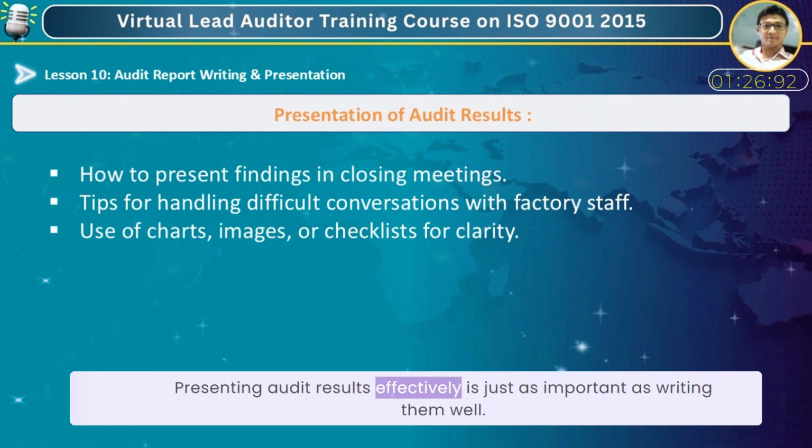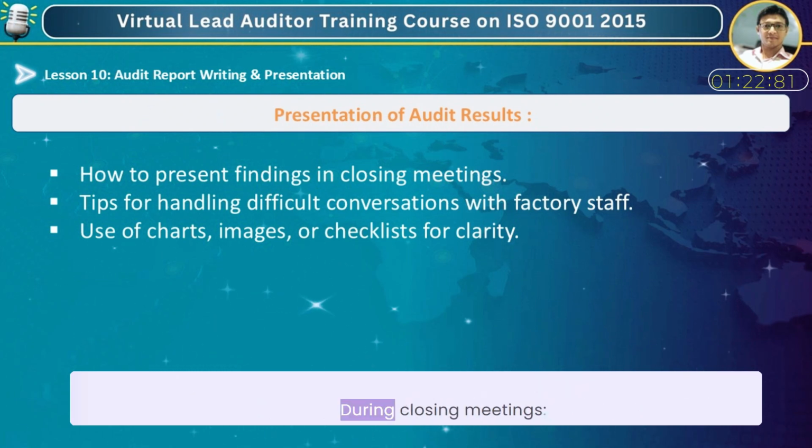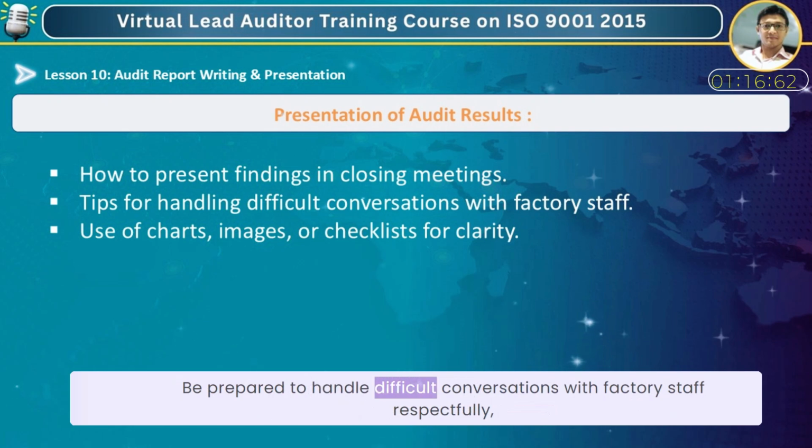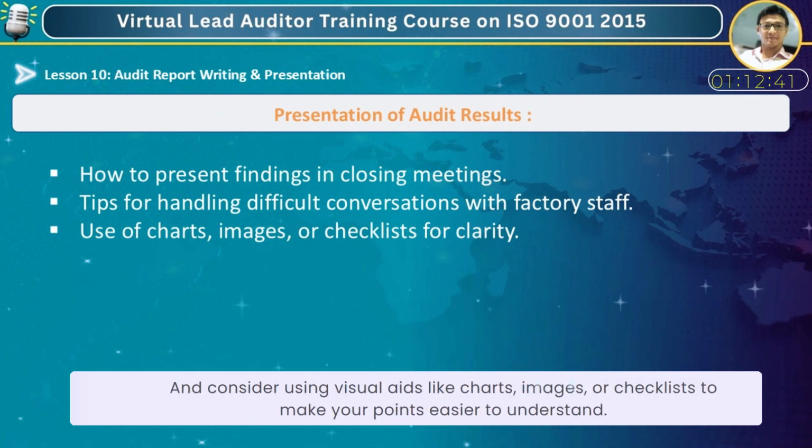Presenting audit results effectively is just as important as writing them well. During closing meetings, clearly explain your findings. Be prepared to handle difficult conversations with factory staff respectfully. And consider using visual aids like charts, images, or checklists to make your points easier to understand.